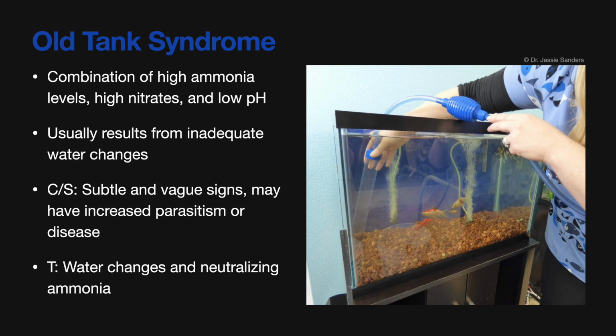Old tank syndrome results from a combination of high ammonia levels, high nitrates, and low pH, and it usually occurs due to inadequate water changes. Clinical signs are subtle and vague, such as an increased risk of parasitism or disease. Treatment involves regular water changes and neutralizing the ammonia in the water.